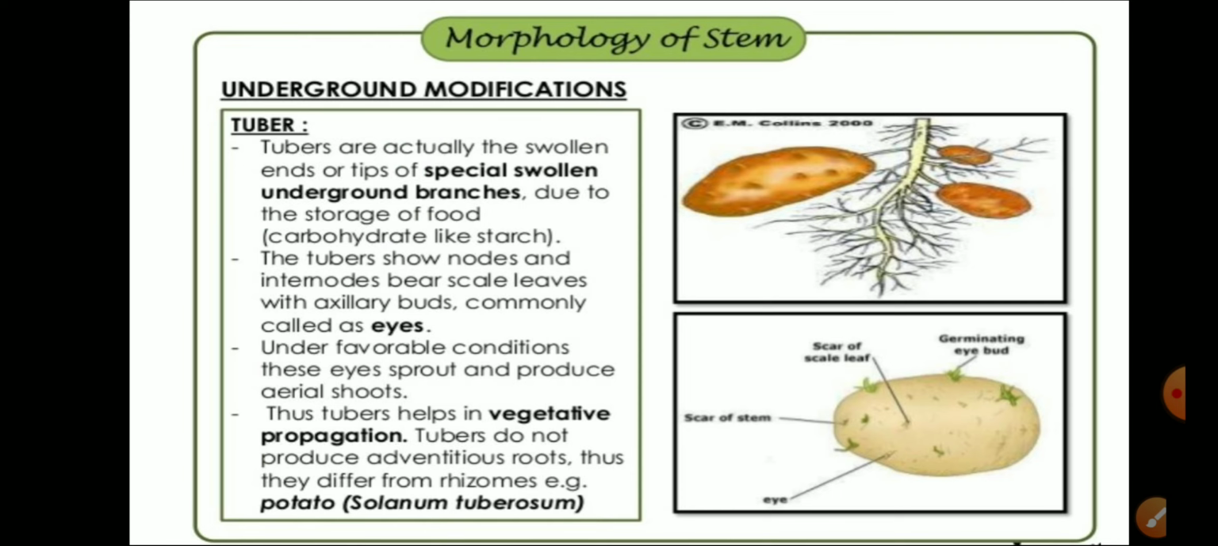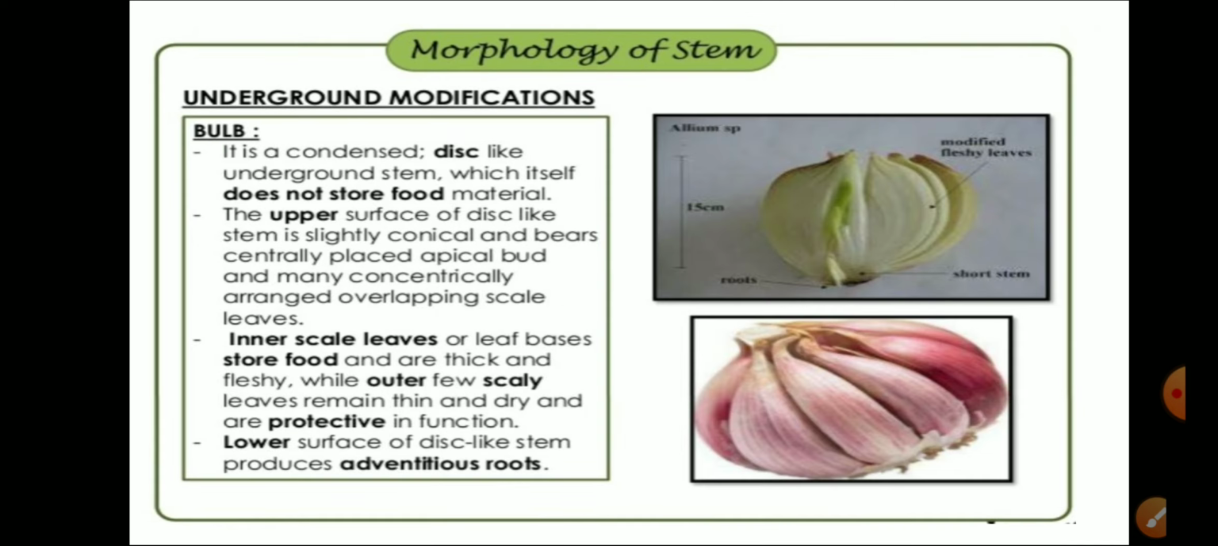The very first modification of stem is tubers. Tubers are special swollen underground branches, swollen due to the storage of food. The tubers show nodes and internodes, or eye buds, that give rise to new plants. The tubers help in vegetative propagation in the case of potato, that is Solanum tuberosum.